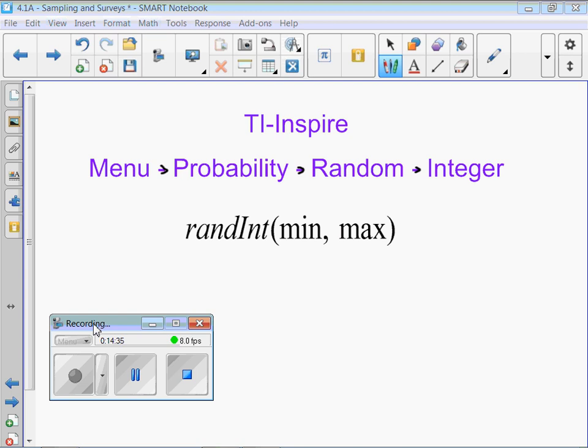So if you have the Inspire, you go to Menu, Probability, Random Integer, and you have a min and a max. You might want to test it out. If you have the 84, I think you go to Math, Probability, Random Integer. Yeah, Math, Probability, Random Integer, find it, max. And then you plug in a min and a max. So if you want to do a random number from 1 to 30, plug in 1, 30, and it should give you an output. Go ahead and try it.